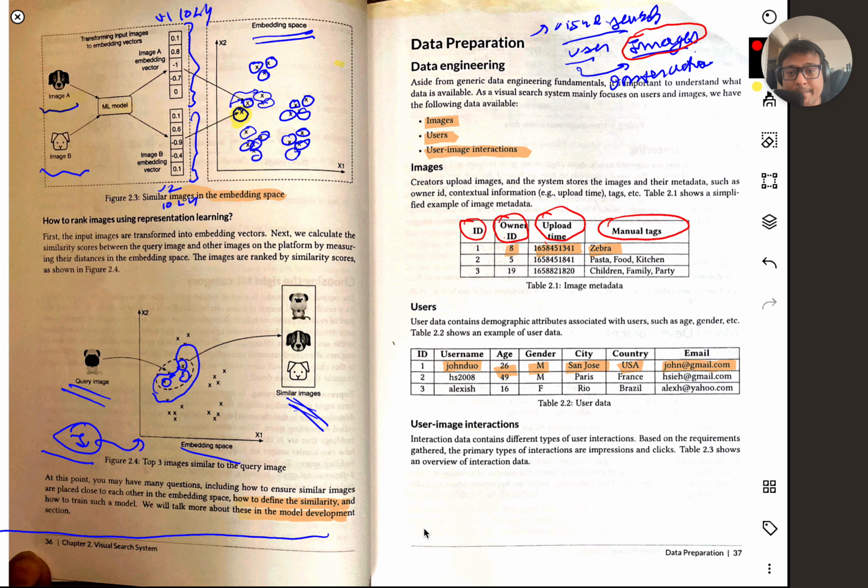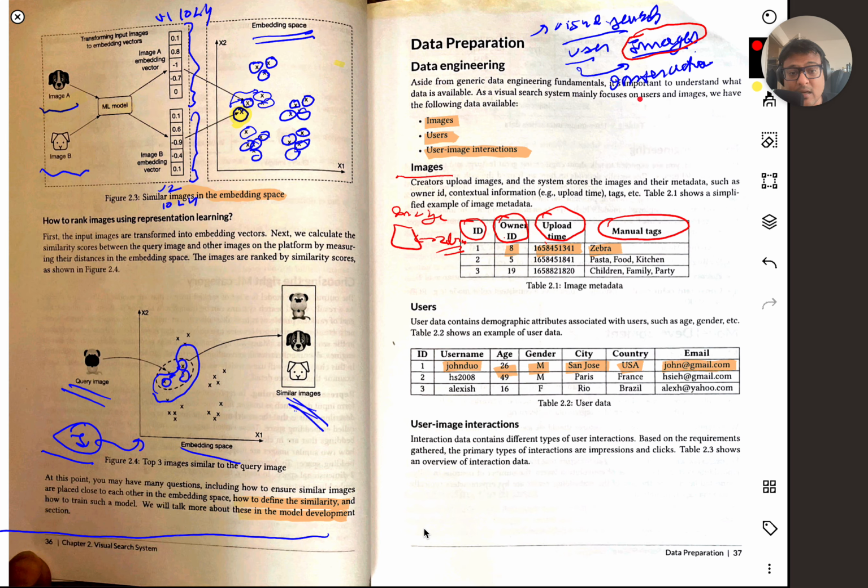And then there are manual tags. Sometimes the person who is uploading it might have manual tags, for example, zebra, pasta, food, kitchen. So he might also label the image, and obviously this will help provide some sort of label information. For example, you have an image and you know that it's tagged as a zebra, then you know that there might be a zebra in this image, and that can actually help to improve the performance of your system.